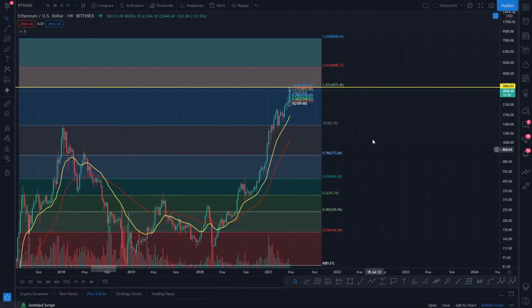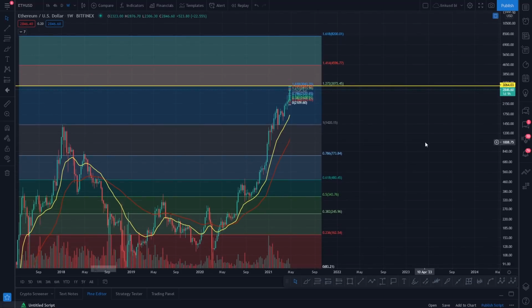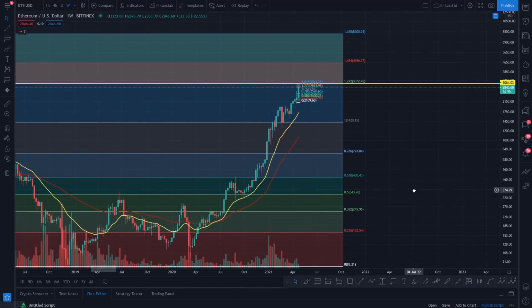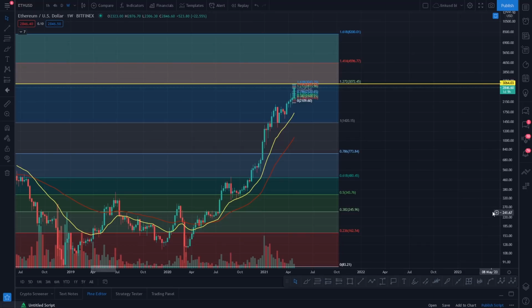You're coming up against a level of resistance, which is this Fibonacci extension right there. It's also a nice round psychological barrier for traders, at 3k as well. So it's all good. Can you believe it? Ethereum's at 3k almost. Amazing, absolutely amazing.